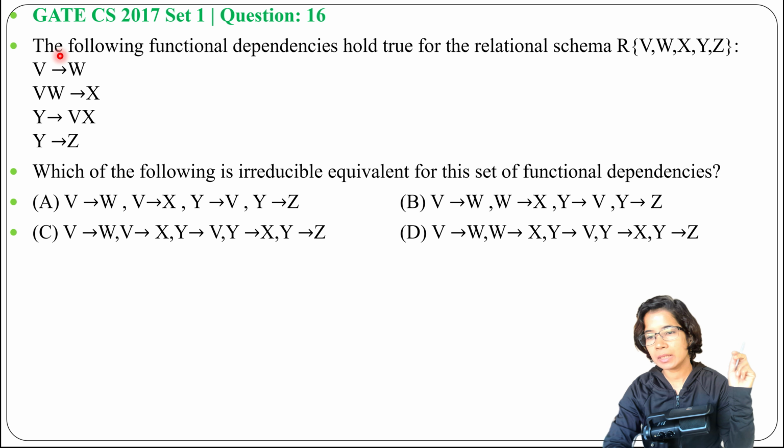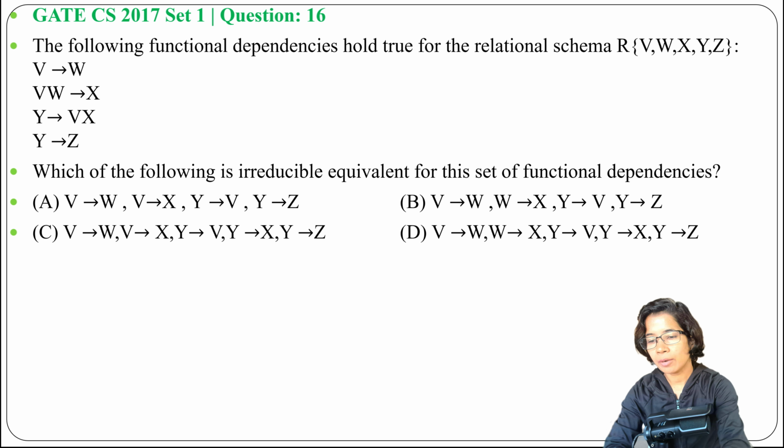This question was asked in GATE CS 2017 set 1 question number 16. The following functional dependencies hold true for relational schema R(V, W, X, Y, Z). Which of the following is an irreducible equivalent for this set of functional dependencies? Four options are given.